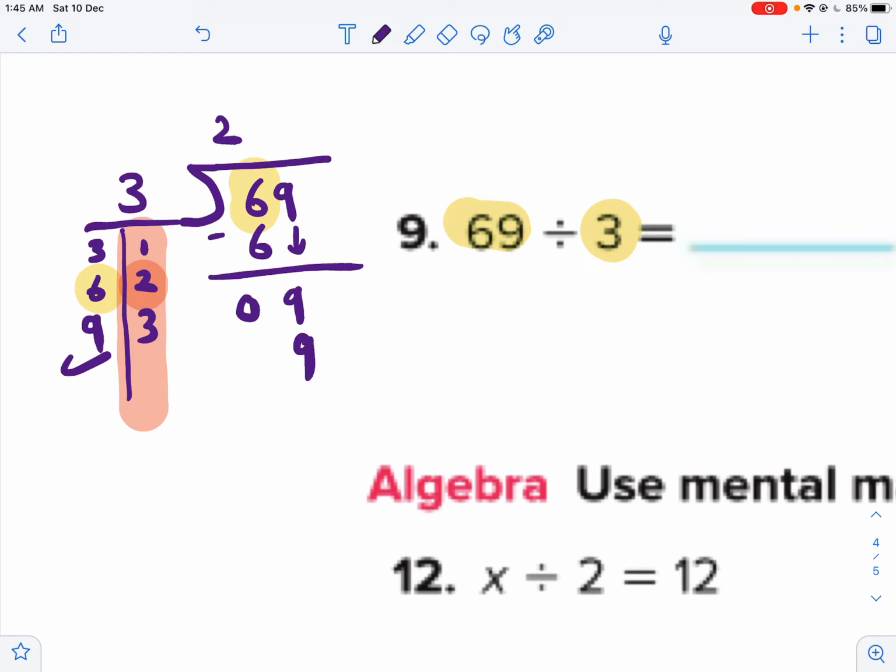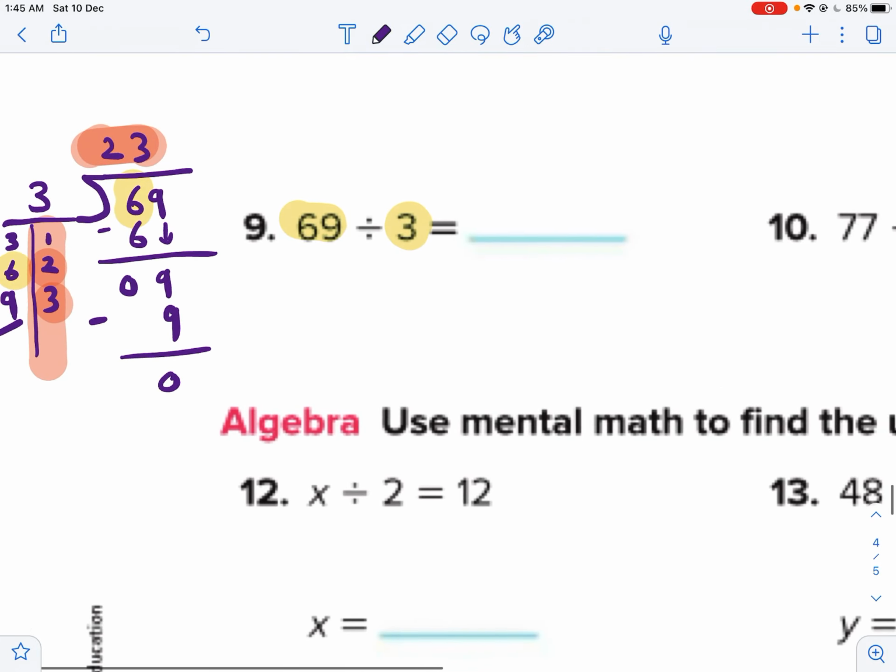You will write it here. And the hero is what? Is the 3. You will write it next to it here. Now you subtract. 9 minus 9 is 0. So you finished. And your answer is 23. So here you are. You write the answer here.